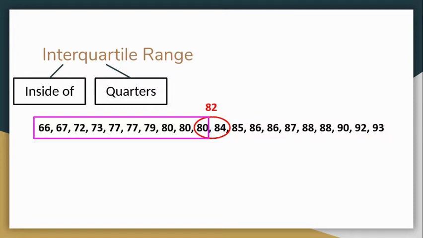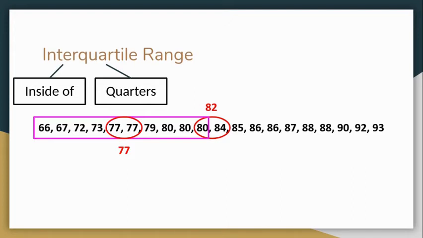We again need to find the median, but this time we only find the median of this half of the data set. Begin eliminating the smallest and largest numbers on the left half of the data until we find the middle point. The median of our left side is 77.